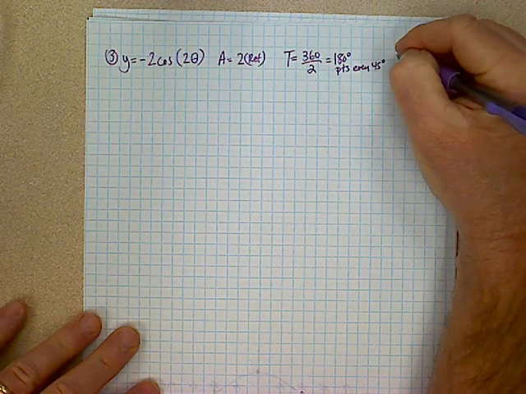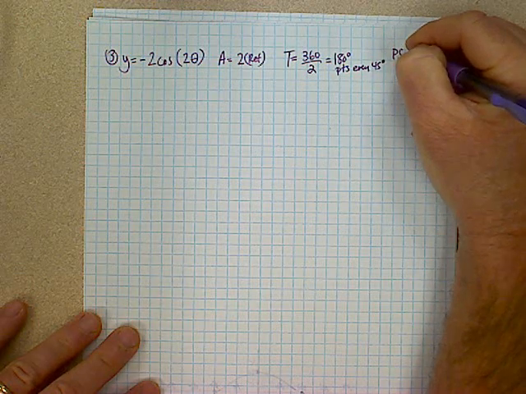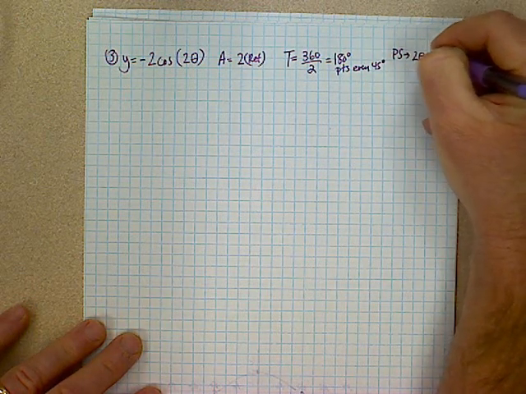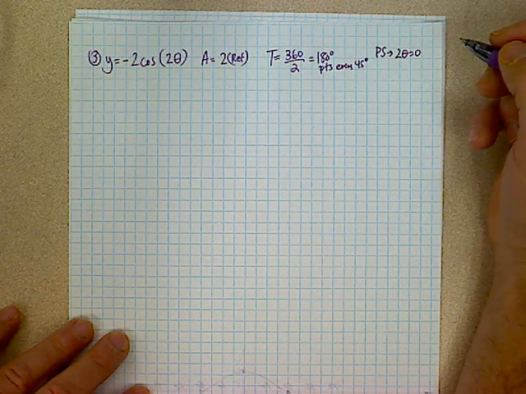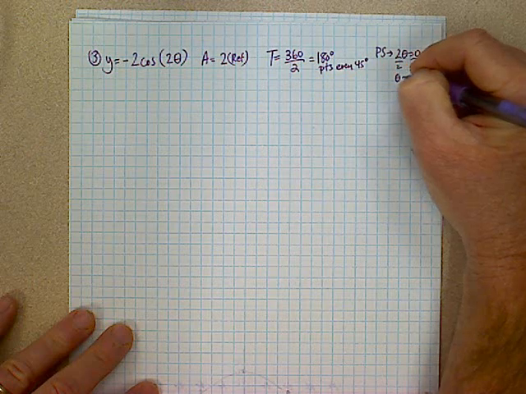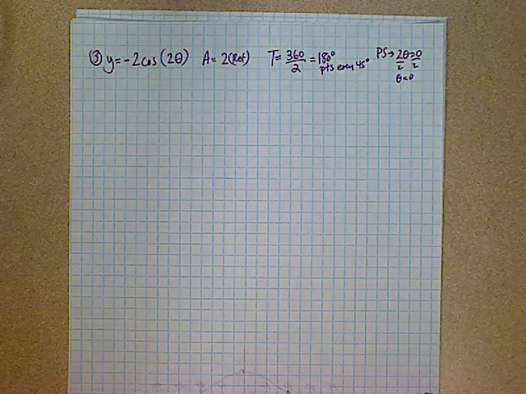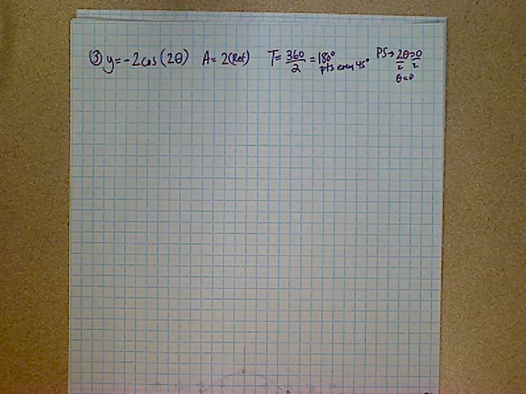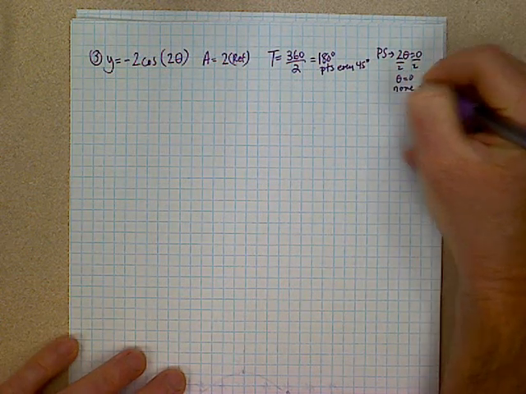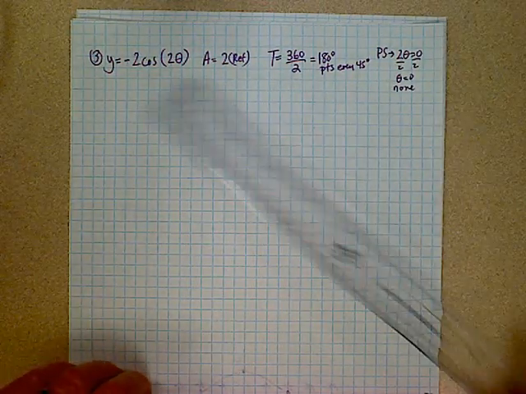Now, as far as a phase shift goes here, we'll go ahead and set the parentheses equal to 0. 2 theta equals 0. Well, when I divide each side by 2 there, I still get theta equals 0. And so if theta equals 0, then we won't have a phase shift. So that's none. All right, so I need to go ahead and set up a graph.